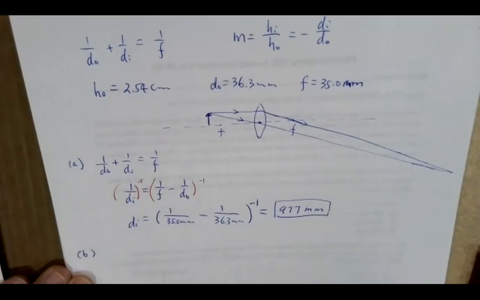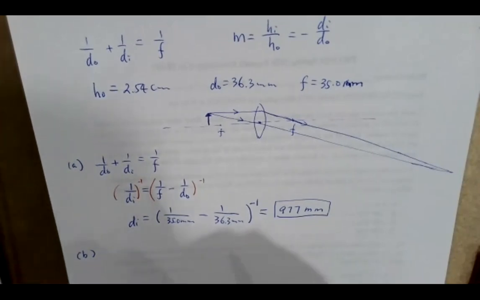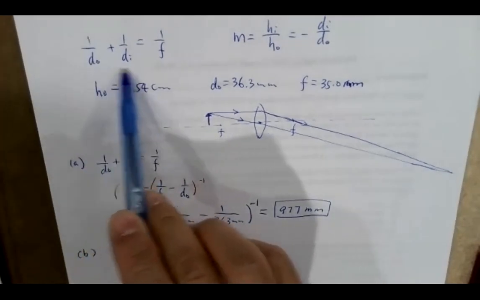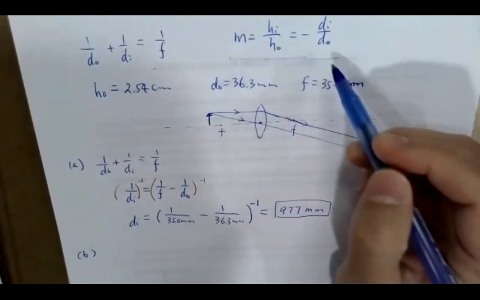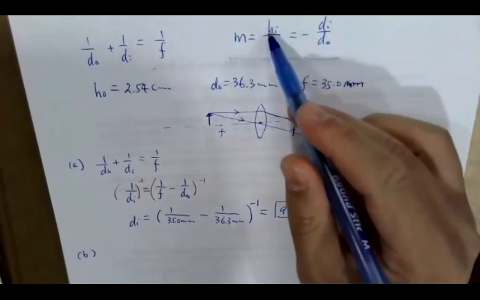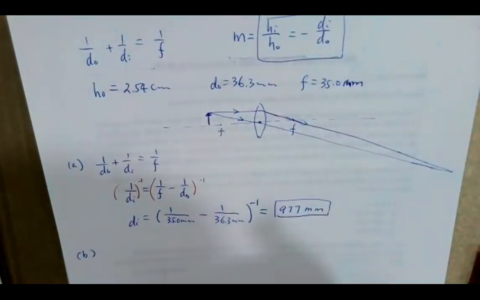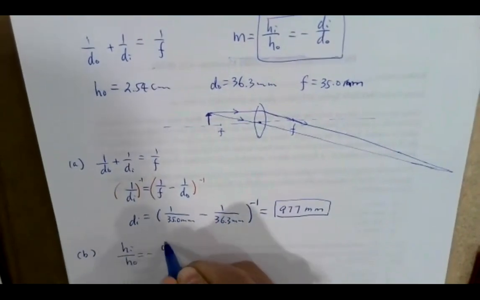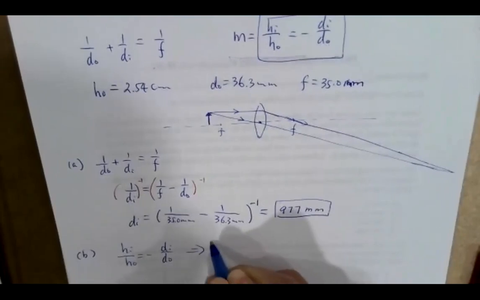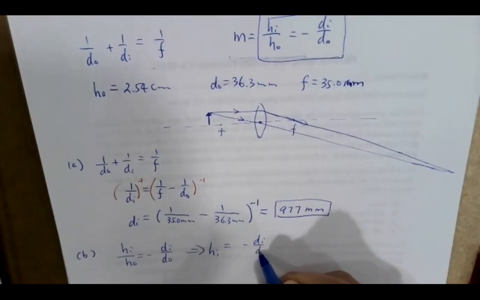For your second part, it's asking you what's the height of the image. So you're looking for HI. This equation doesn't have HI in it. So this one here, you'll see that you're given HO, and now you have DI, you have DO. So you can solve for that. You'll be looking at this part of the image magnification equation there. So you can set up that way, HI over HO equal to minus DI over DO. So then HI will be equal to, you multiply both sides by HO, okay?